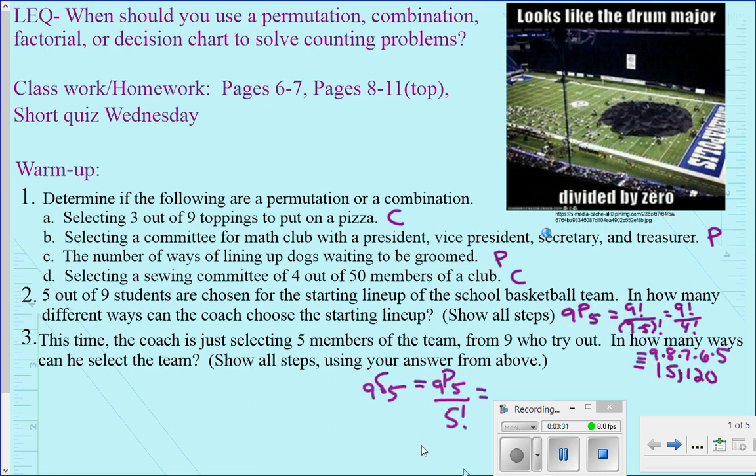So 9P5 is 15,120. And if I divide that by 5 factorial, which is 120, then when I divide 15,120 by 120, I get 126. So 126 is the answer for 3.